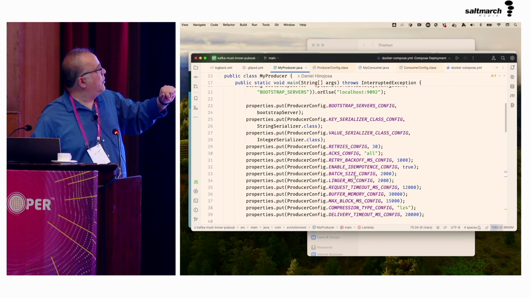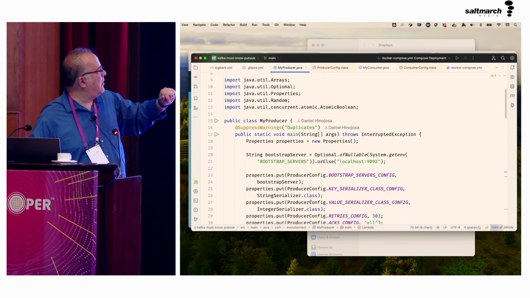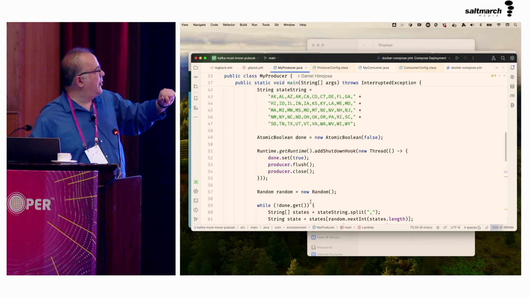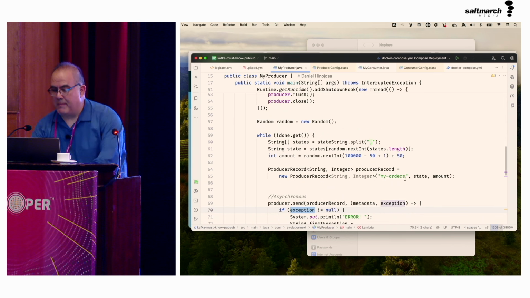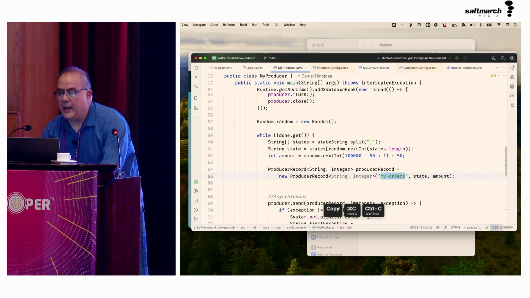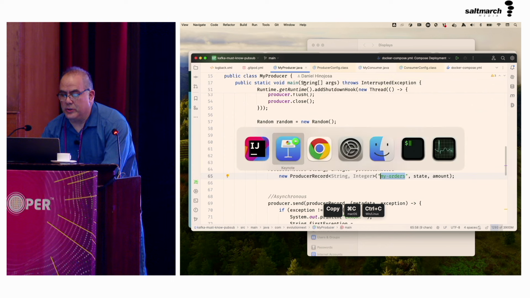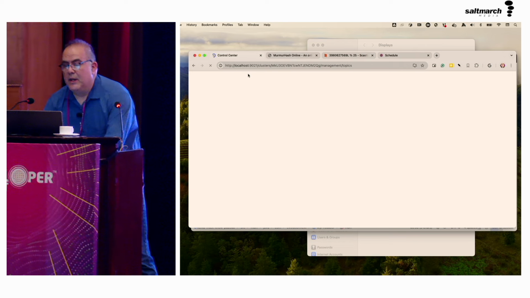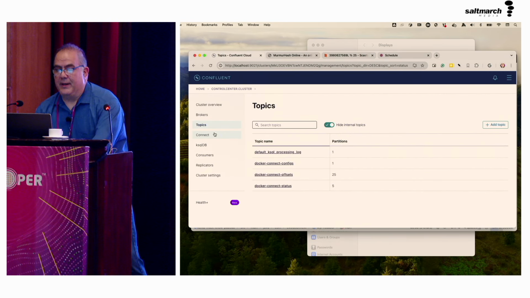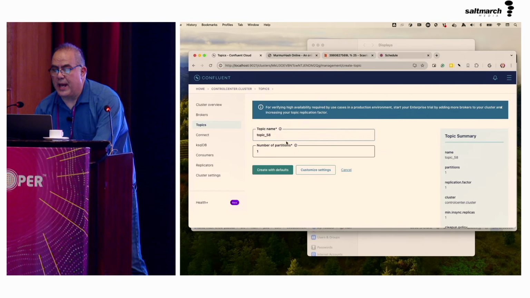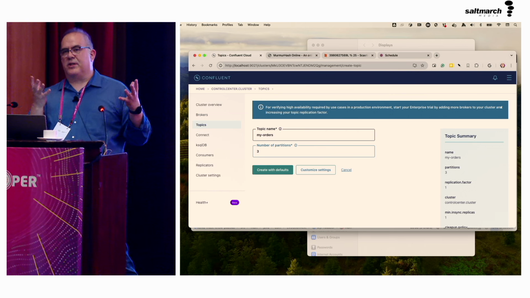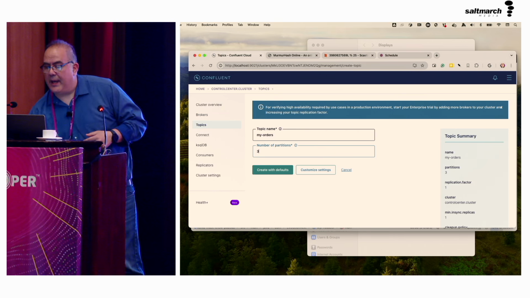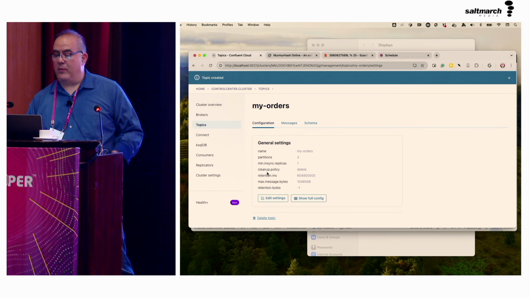Now, before I do, I'm going to come in right over here. The topic is called my-orders. I think I already should have something running. Okay, demo gods, here we go. Hey, there we are. I'm going to click on add topic right over here and create my orders, and here's the partitions. I'm going to do three partitions, small enough for a little demo here. And I'm going to go ahead and create with defaults.